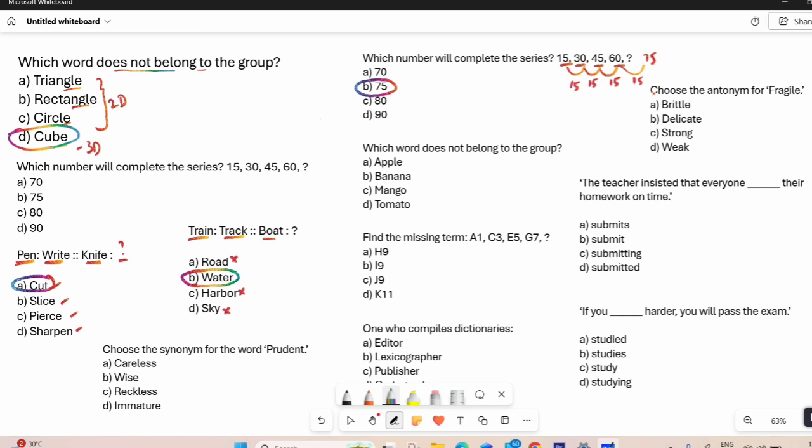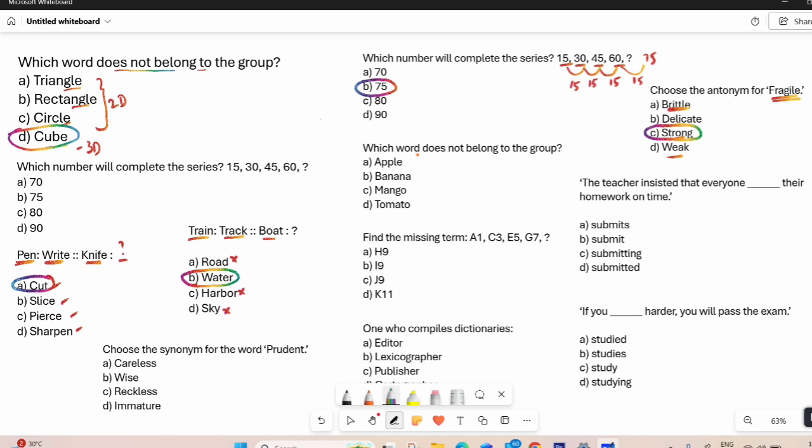Okay, so next thing is choose the antonym of fragile. So fragile is very weak, it's breakable. Brittle is breakable, then delicate, strong and weak. So here fragile is the breakable one, so strong is the correct antonym. So it's an opposite word.